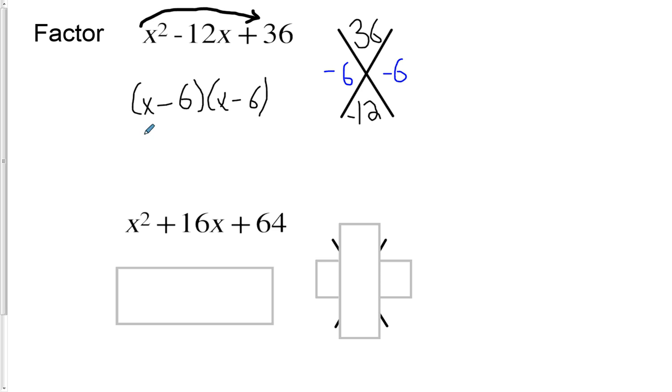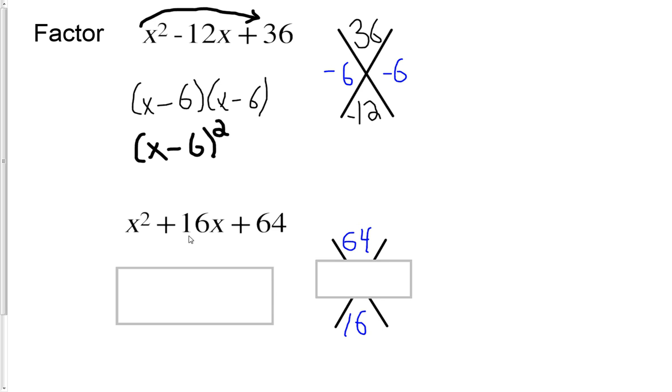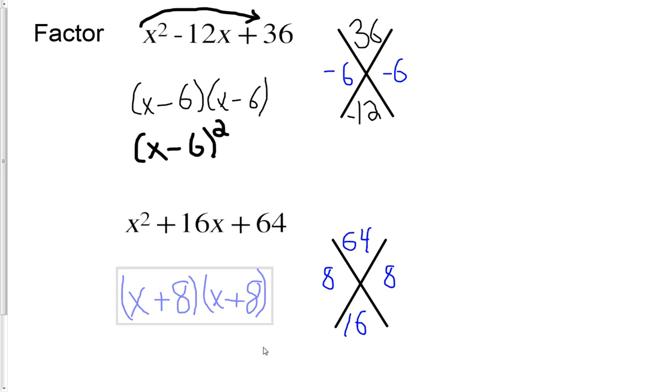We technically could write this as x minus 6 squared. I won't necessarily do that in all of these, but just as a note, that's why it's a special case, because these will match. Next, x squared plus 16x plus 64. 1 times 64 gives us 64 up top, plus 16x down bottom. Numbers that multiply to 64 and add to 16 are 8 and 8. And so we get x plus 8 times x plus 8.